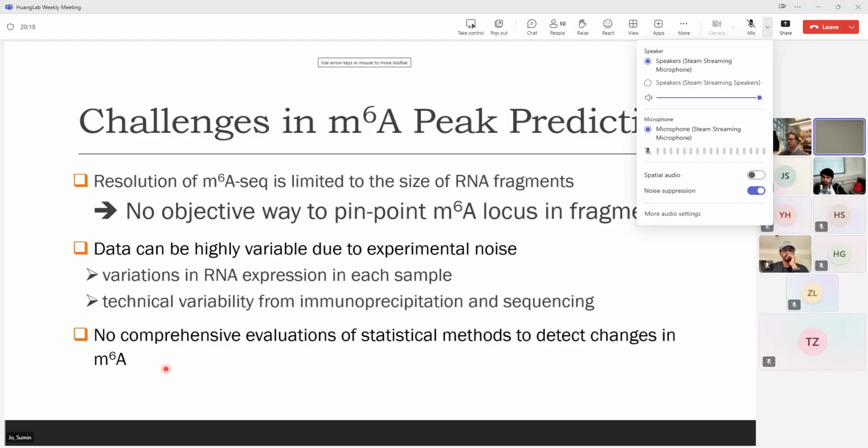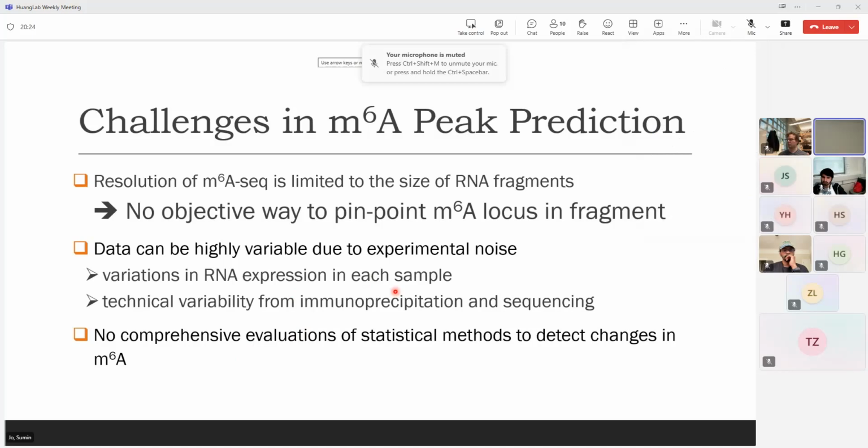There is no comprehensive evaluation of this statistical method to detect the changes in M6A. There are many functions to call the peak, like MACS or exomePeak or other peak calling functions, but they all use statistical methods, and it's a little bit difficult to evaluate the different functions to say which one is better or not.